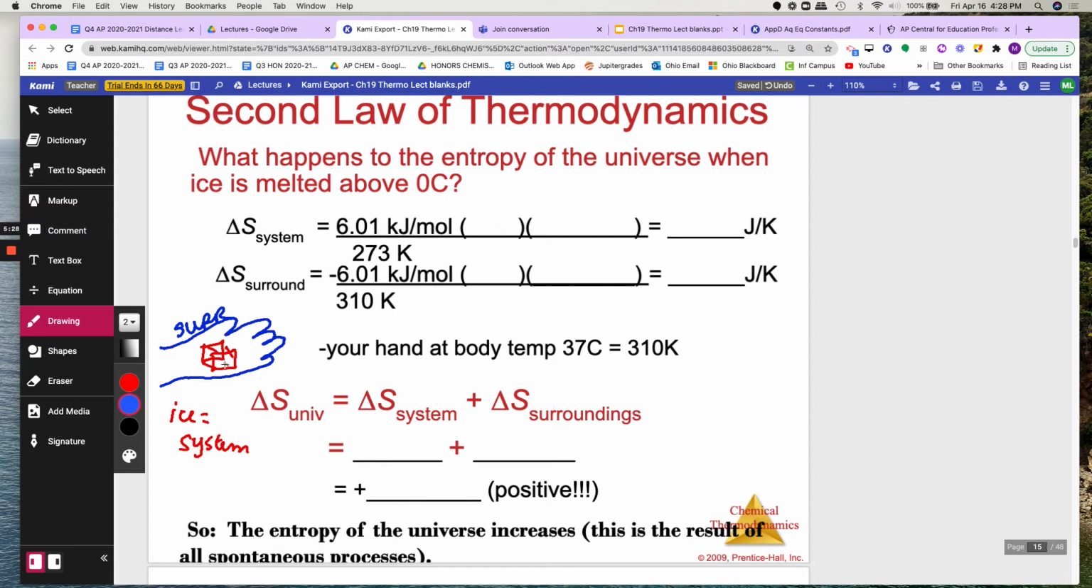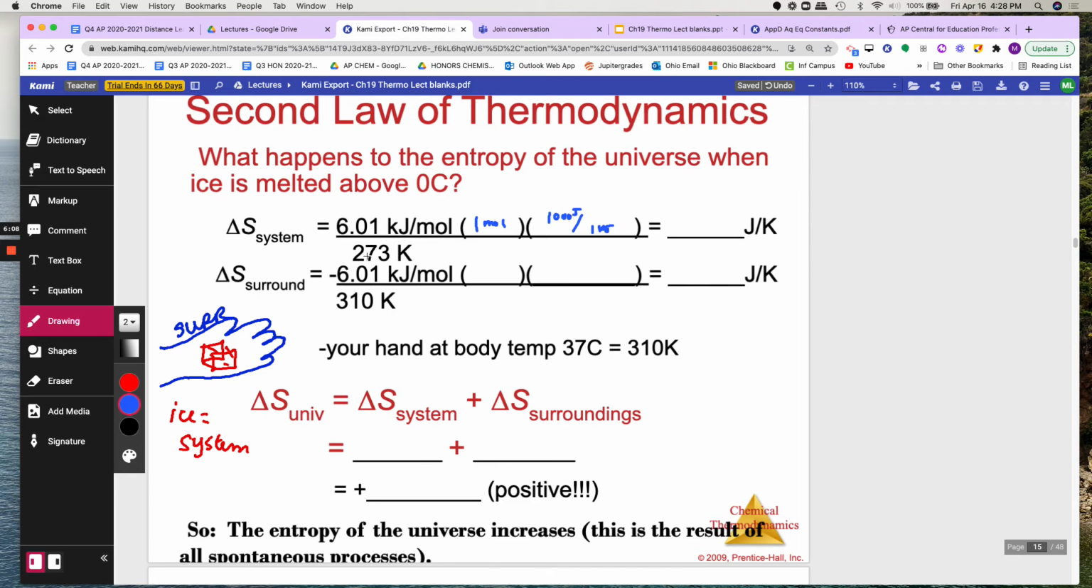I have my hand here, and I'm holding some ice. Okay, so my hand is the system. I'm sorry, my hand is the surroundings, and the ice is the system, what we're studying. So 6.01 kilojoules per mole is the amount of energy you need to melt ice. Let's say we have 1 mole of it, and I'm going to change kilojoules to joules. 1,000 joules is 1 kJ. And this is happening at 273 K.